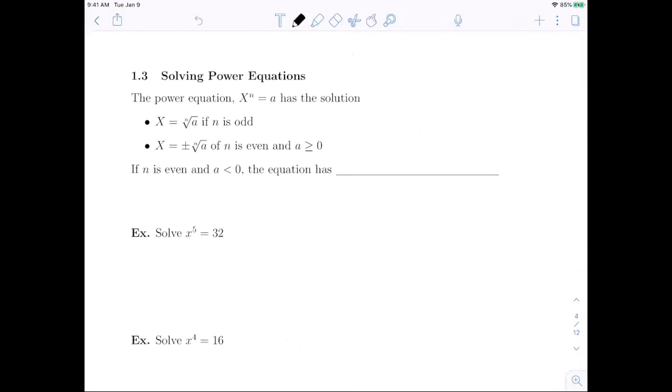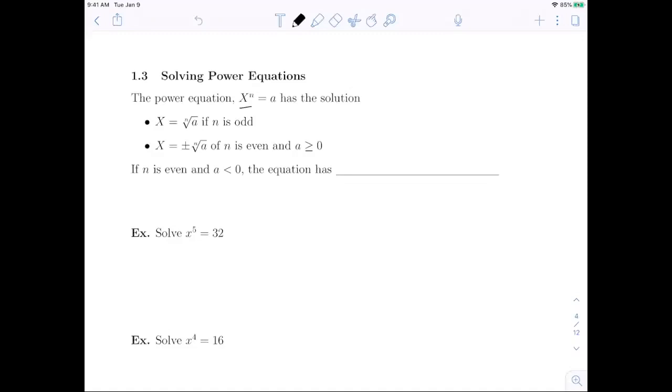So power equations. Power equations are going to be x to some number equaling another number, right? It's not a number raised to the x. That's something different, and we'll talk about that later on. So if I have x raised to the n equal to a, it has the following solutions. x will equal the nth root of a if n is odd. And it'll equal plus or minus the nth root if n is even and a is greater than or equal to 0.